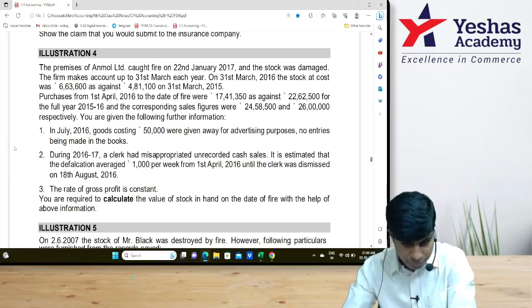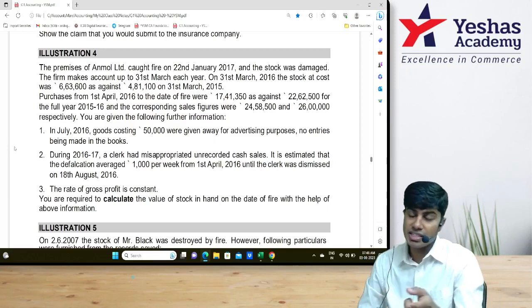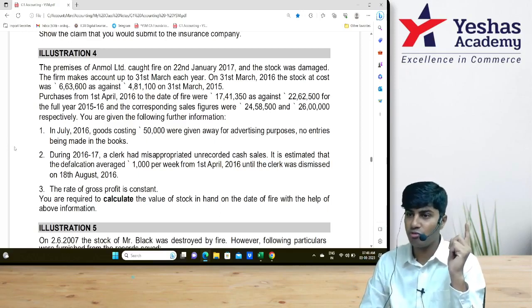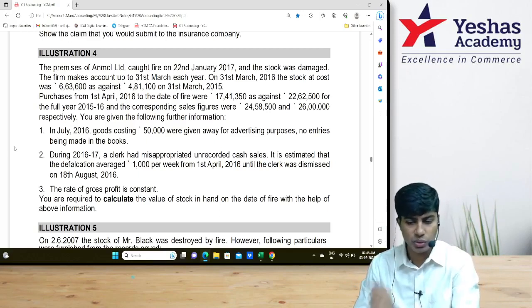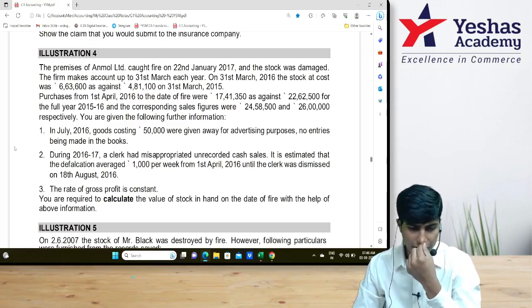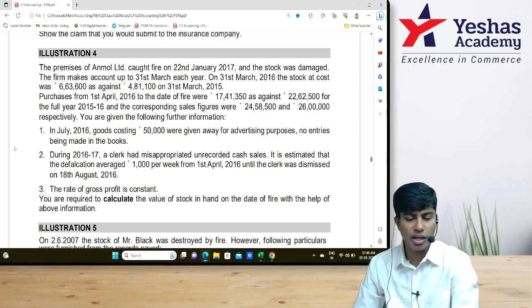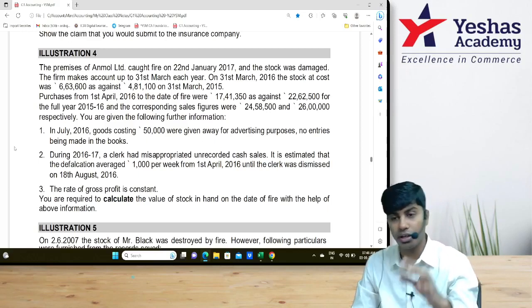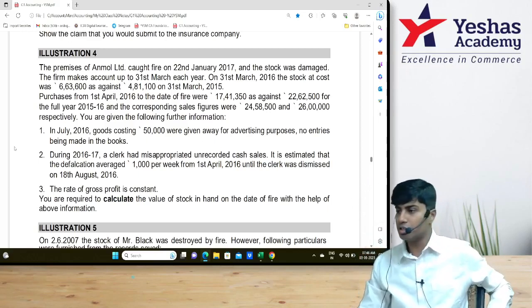Okay, done. 31st March 2016. This is last year's closing date. Stock at cost was 6,60,000. Very good. Underline this. So this will become our stock as on the opening date. Last year's closing, this year's opening stock.